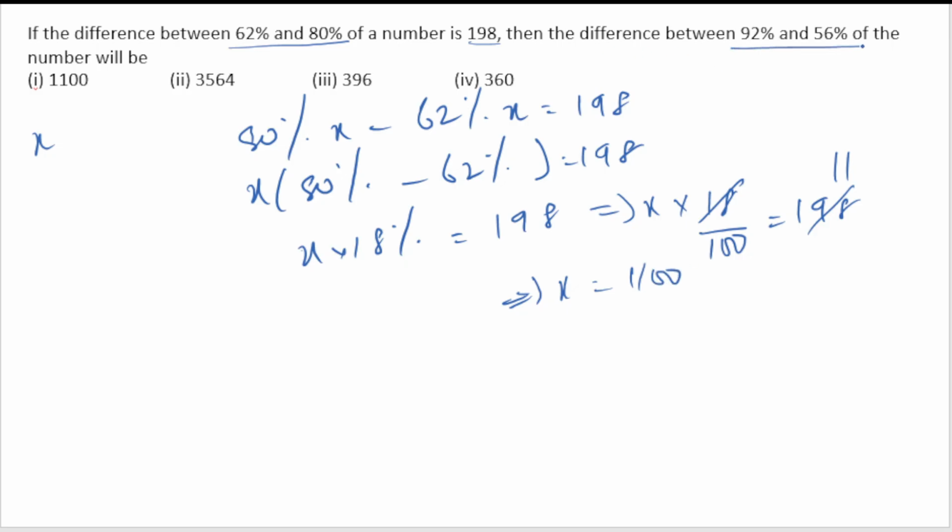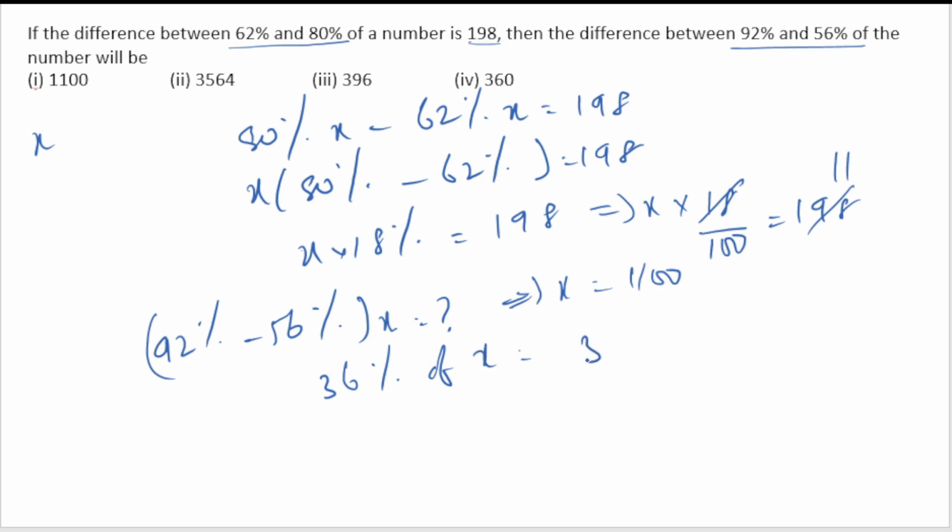We have to find the difference between 92% and 56% of the number. So here 92% minus 56% of x is equal to what? So here 92 minus 56 is what? It is 36% of x. It is 36 divided by 100 into 1100. It is 396. Third option.